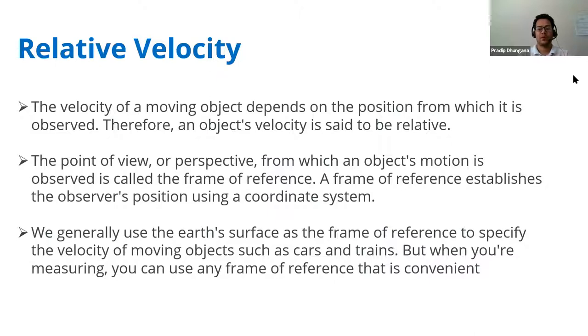Now in the second case, we are following that car and we are measuring the velocity of that car with respect to our velocity. In that case, we'll get another velocity. So that means whenever we measure the velocity of any object, it depends on how we measure, from which position. And the point of view or perspective from which object motion is observed is called the frame of reference. In general, we use the Earth surface as the frame of reference to specify the velocity of any moving objects such as cars or trains.